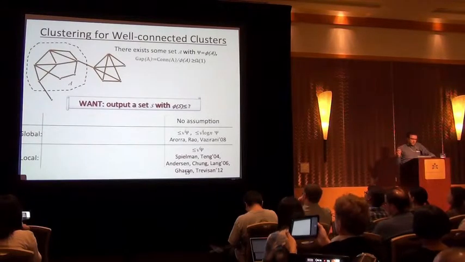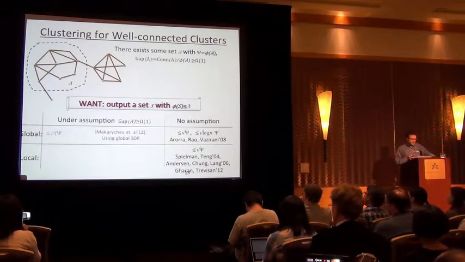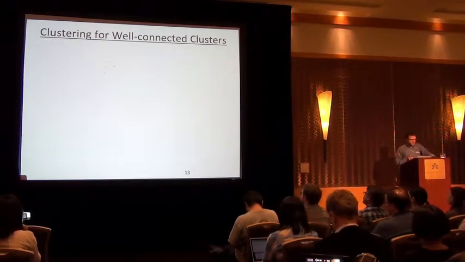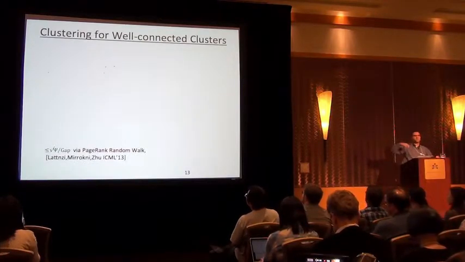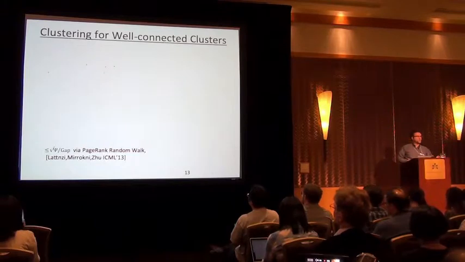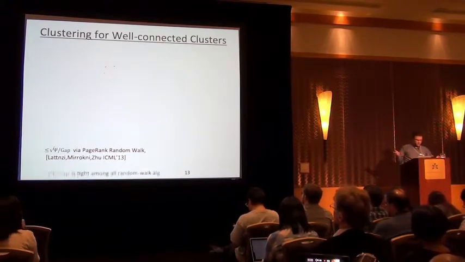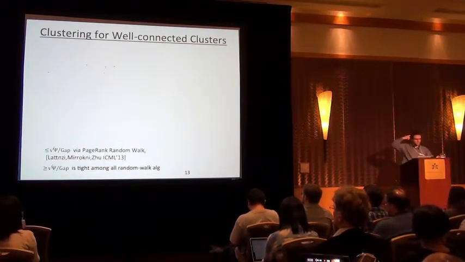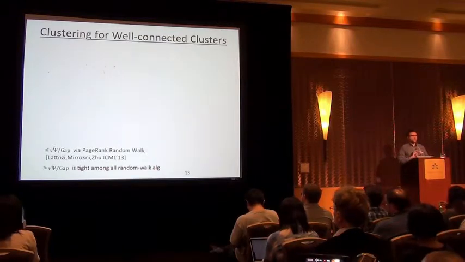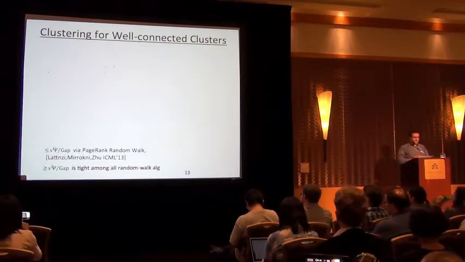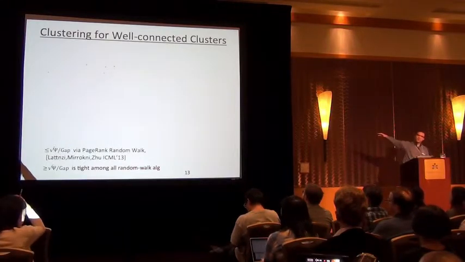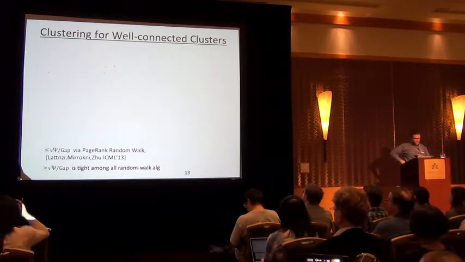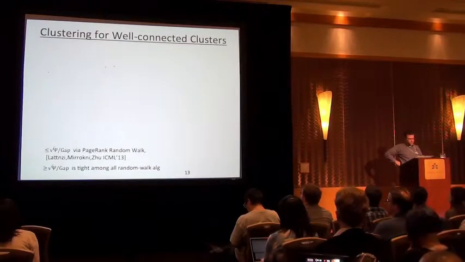With the assumption that there is a big gap, there is an algorithm that achieves a very good approximation based on a local random walk, a local PageRank random walk. This is a result that was presented at ICML, and I'm going to tell you briefly what the algorithm is. My goal is to find a local random walk algorithm with good connectivity and good conductance. So what is the algorithm?